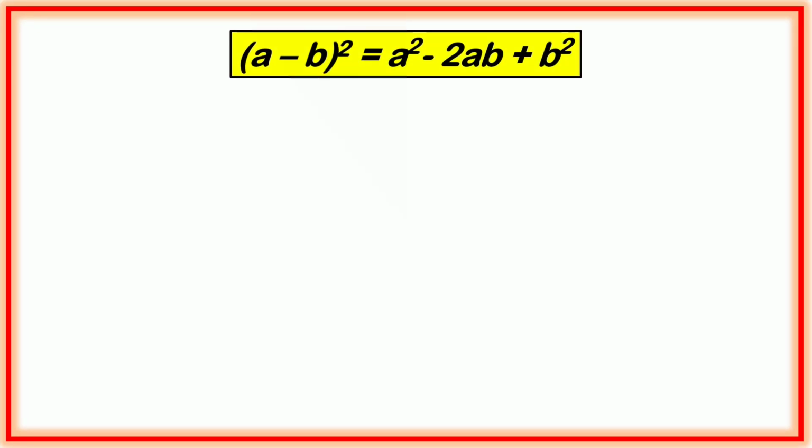In this video, we are going to learn the identity (a minus b) whole square is equal to a square minus 2ab plus b square.